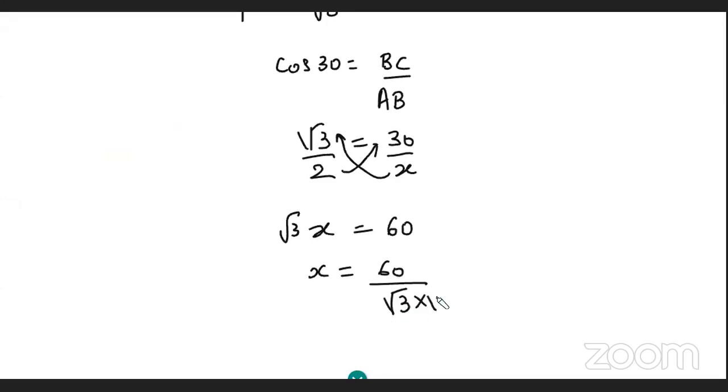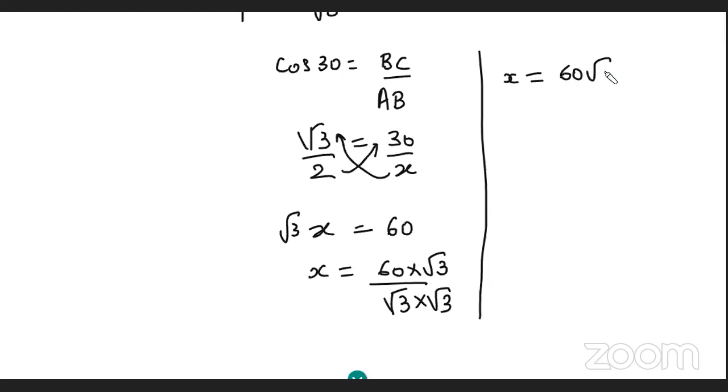Again, root 3 has to be rationalized. So root 3 into root 3. So can I say X is equal to 60 root 3 upon 3? Right? Now 3 ones are 3 and 3 twenties are 60. So I get my X as 20 root 3.